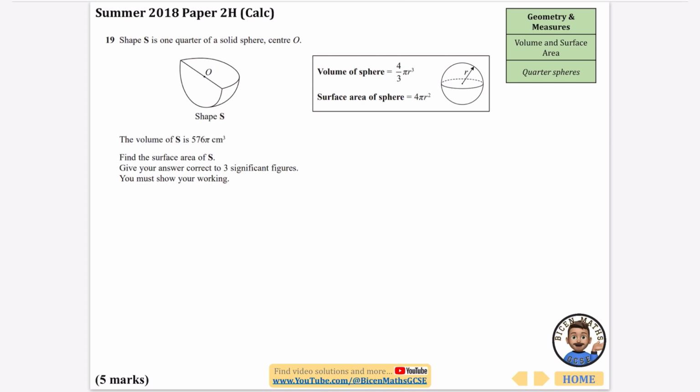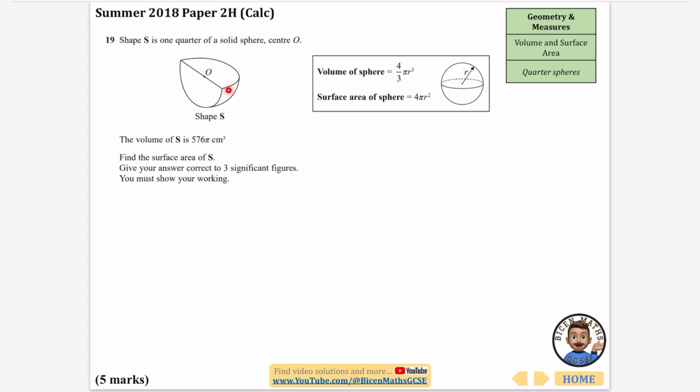So let's have a look at what this question says. It says shape S is 1/4 of a solid sphere, centre O, and the volume of this is 576 pi centimetres cubed. All we need to do is find the surface area of S. They want it to 3 significant figures, and we want to show all of our working.